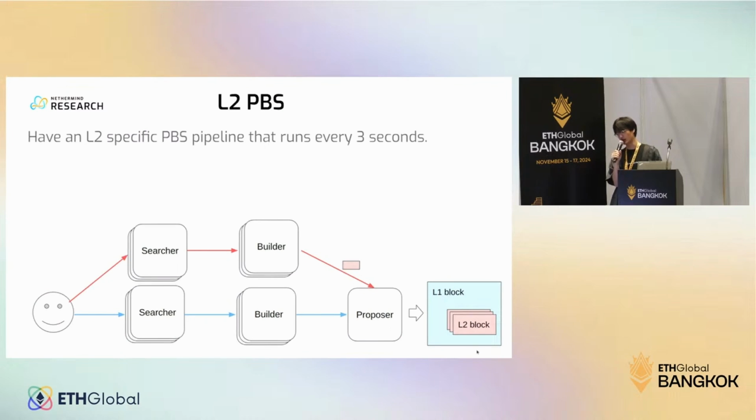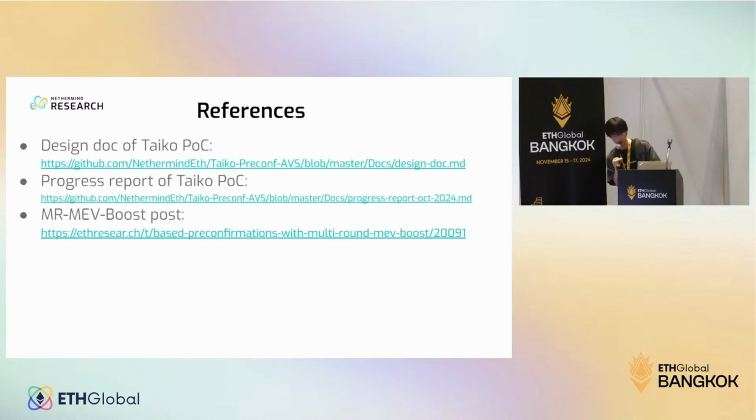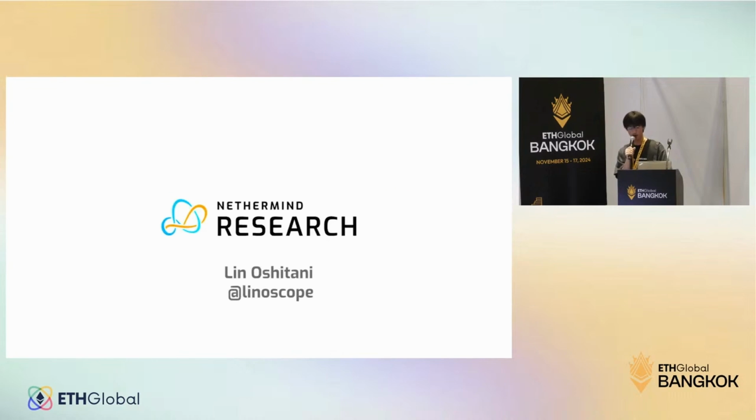Like what I explained for the L1 here, you can have an L2-specific one, but have the L2-specific one run more frequently. The red part in this diagram can run every 3 seconds, while the L1 part, the bottom blue part, can run every 12 seconds. Then you can provide L2 pre-confirmation, like what we had for the based rollups, running this whole thing every 3 seconds. This way you can get both L1 and L2 pre-confirmations, and thanks to that, you can also get good composability guarantees. Okay, that's all. Here are some references on our work on pre-confirmations. And yeah, thanks for listening.